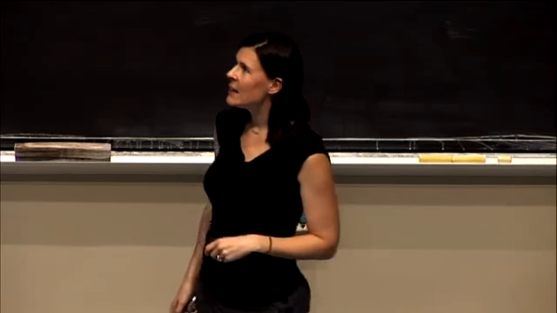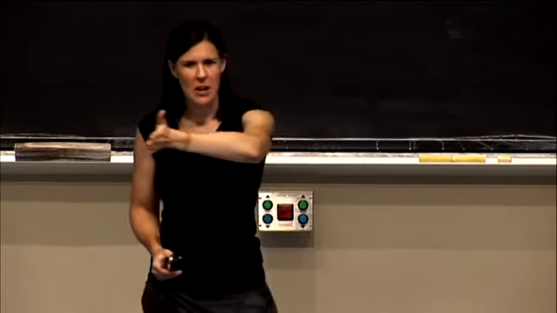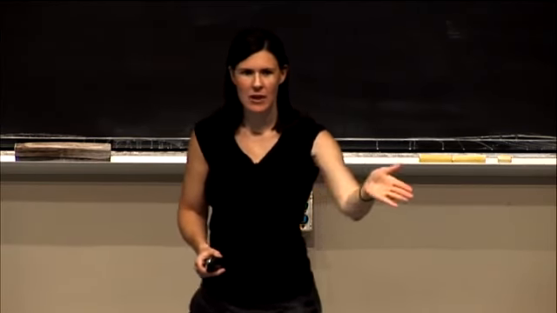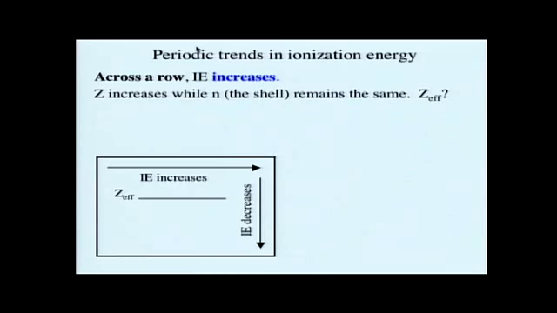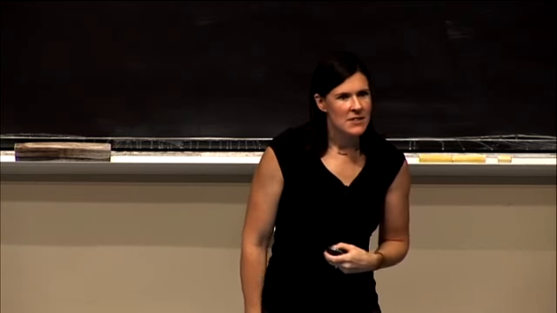That's easy to see. But we're still in the same shell. So we still have the same n value as we go all the way across a row in the periodic table. So in general, what happens to Z effective if we have Z increasing, but we're in the same shell here? Would it increase or decrease Z effective?